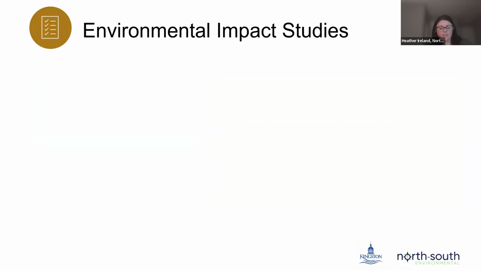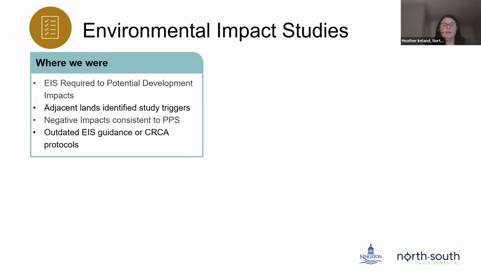Another area that we heard and I mentioned earlier was environmental impact studies and the idea of strengthening those studies and the guidance and the direction around those. So again, where we were is the city's official plan currently requires environmental impact studies, or EISs for short, when development and site alterations are proposed within or adjacent to natural heritage features and areas, but the guidance currently is outdated and is based on some previous CRCA standards. There is limited direction for consistent evaluation, particularly around cumulative impacts, adjacent lands, and the interpretation of negative impacts and how the city views these studies.